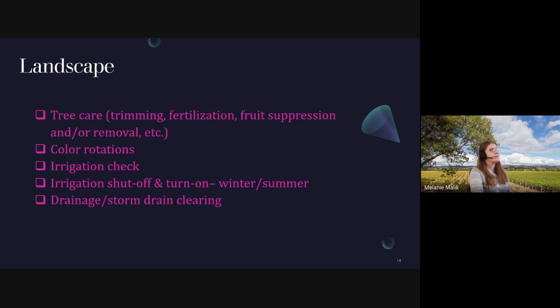Tree care as well is another good example: trimming, fertilization, fruit suppression. Fruit suppression is very timely. If you wait too long and those trees start to bud, you might have already missed your window, resulting in a lot more debris in your community if they drop those little berries that everybody steps on and then gets into your carpet.